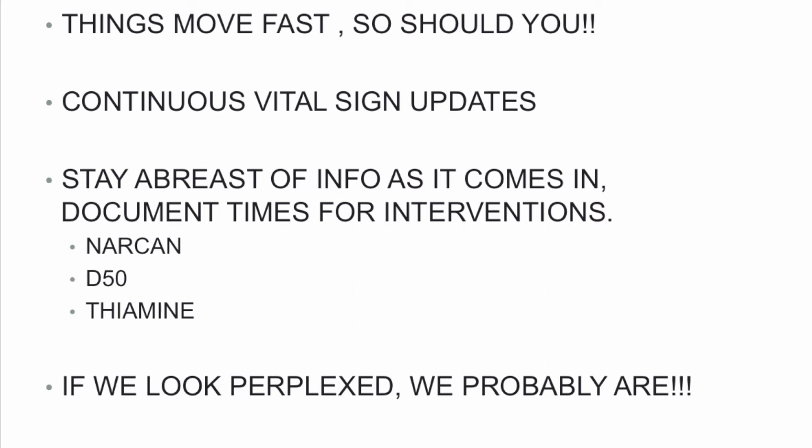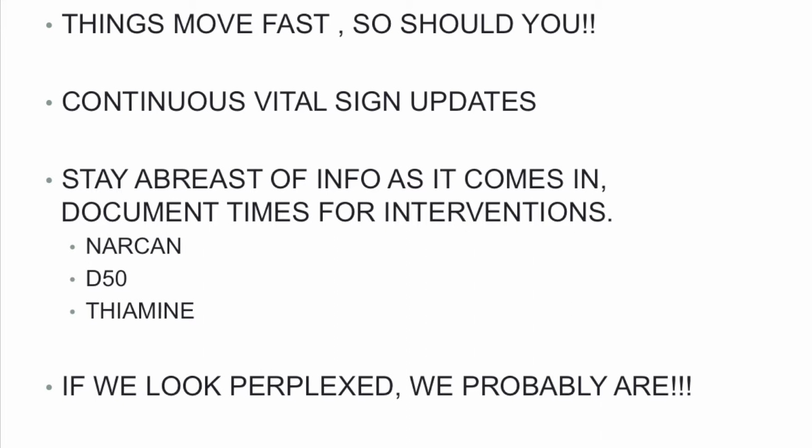So documentation keys, as you can see with this lecture, things are moving fast and so should you. Continuous vital sign updates should be included in the chart. Continuous BP measurements, continuous pulse measurements, temperature should be stated in the chart, and stay abreast of the information as it's coming in. So document times for interventions.